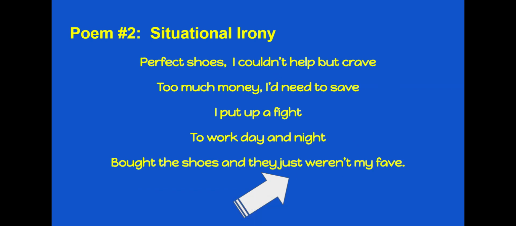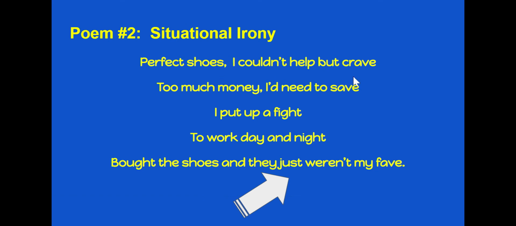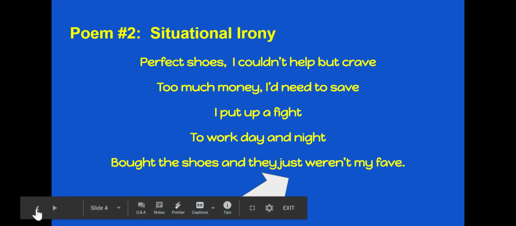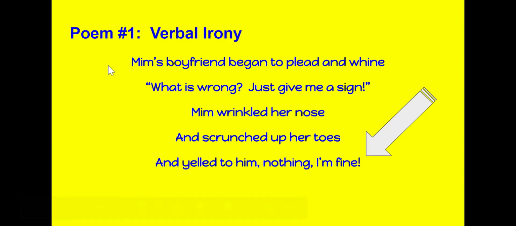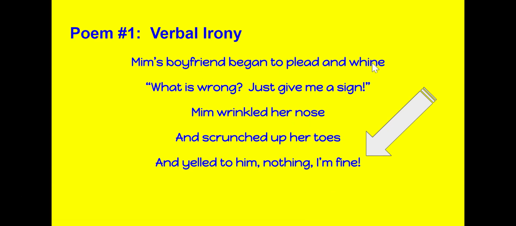In both poems, I have the 5 lines. I have my rhyme scheme, so crave, save, and fave rhyme, and fight and night rhyme. If you count out my syllables, you will see that I have the correct number of syllables for each line. Going back to my verbal irony poem, same thing, 5 lines, wine, sign, and fine rhyme, and then nose and toes rhyme. And again, I have the proper number of syllables.